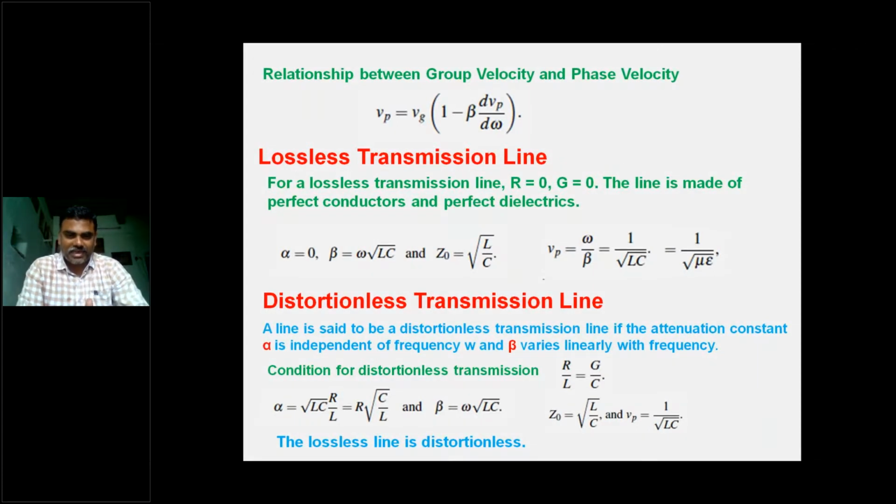And for this we also have the characteristic impedance with the same formula root L by C, Vp is 1 by root LC, and phase shift constant beta is omega root LC. But here alpha is R root C by L, or you can say R by root L by C. Just as lossless has alpha 0, for the distortionless alpha is given by R into root C by L, and the remaining formulas are the same.